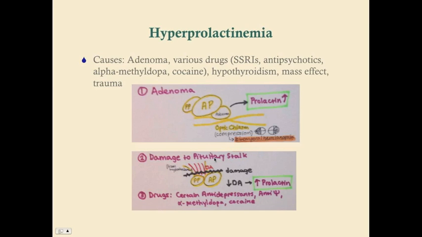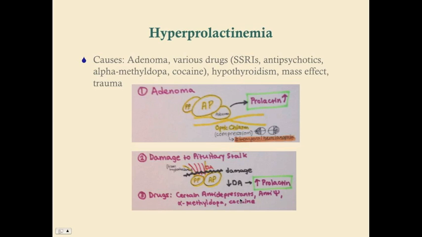Damage to the pituitary stalk from the hypothalamus can also cause hyperprolactinemia, and the reason for that is because you get a decreased amount of dopamine to the anterior pituitary. And remember, part of the prolactin axis is that dopamine inhibits the release of prolactin. So if you have anything that inhibits dopamine, be it an antipsychotic or be it damage to the pituitary stalk, which causes a lack of dopamine to be delivered to the anterior pituitary, that's going to increase the release of prolactin. So damage to the pituitary stalk causes an increase in prolactin.